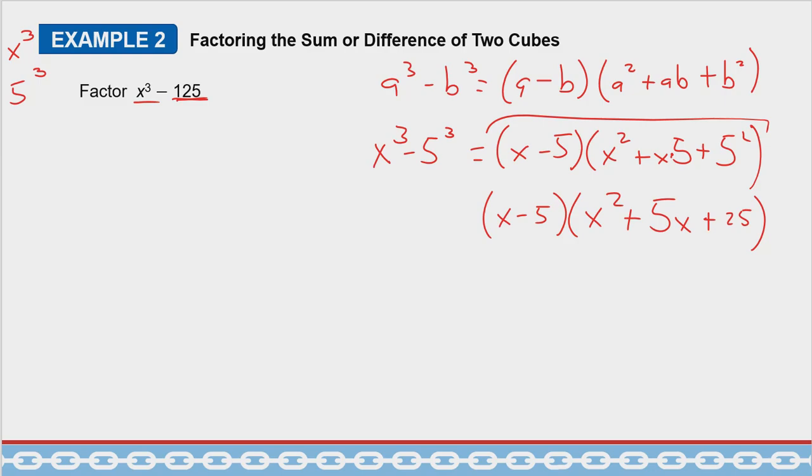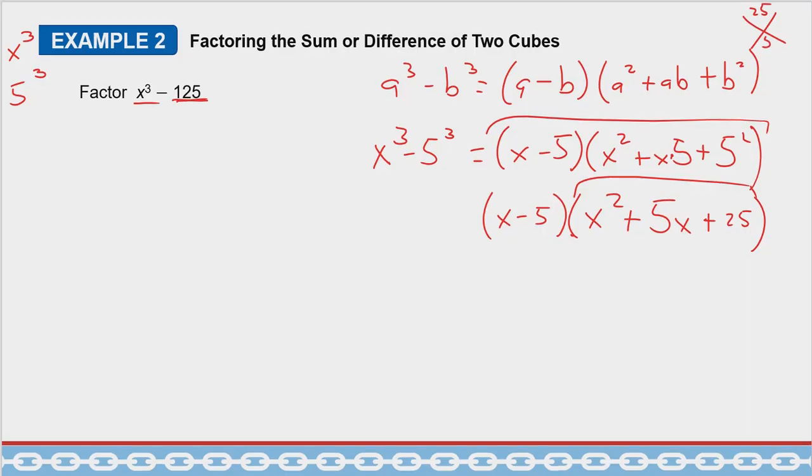Okay, I need to check this trinomial here, this part. Can I factor it? Is there something that multiplies to 25 but adds to 5? Well, 5 times 5 makes 25, but those don't add together to make 5. 1 and 25 don't add together to make 5. So this one is done. And on your homework, problem 3 is very similar to this one.